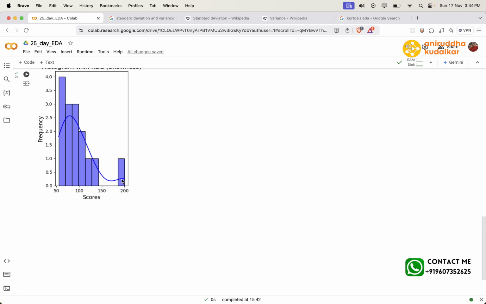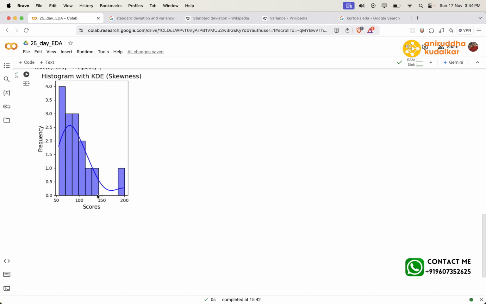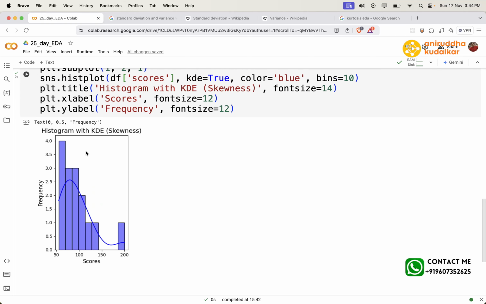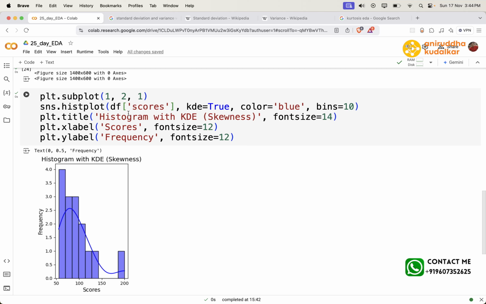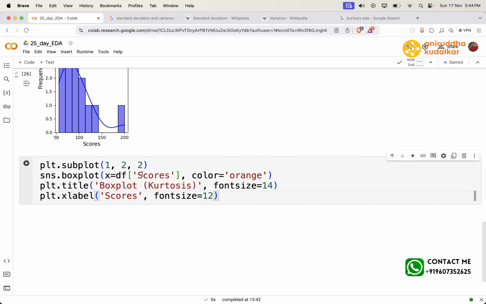So you can say that somewhere here would be the mean, and to the right of the mean there are a few values, and that's why the positive skew happens. Now kurtosis, let's try to print it and run it.